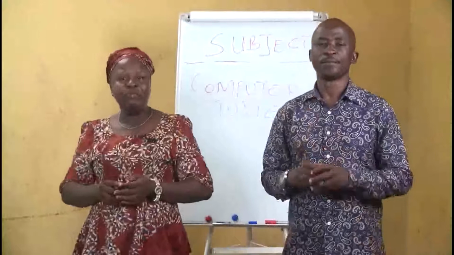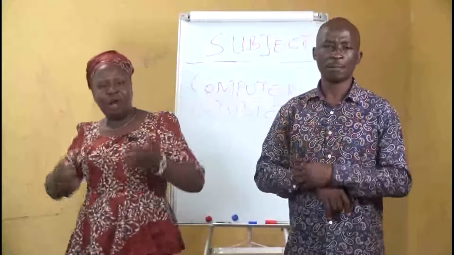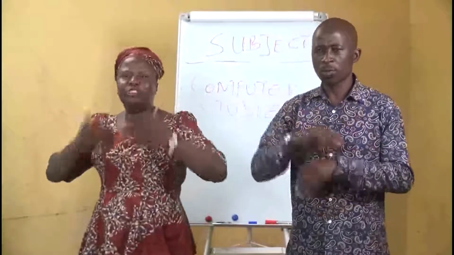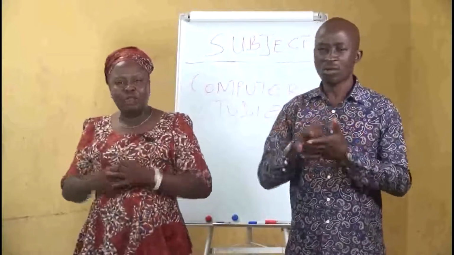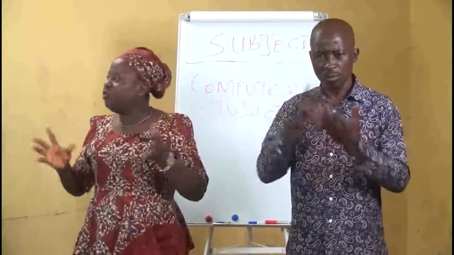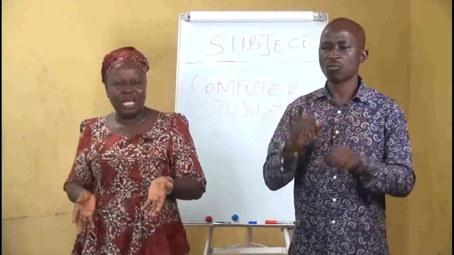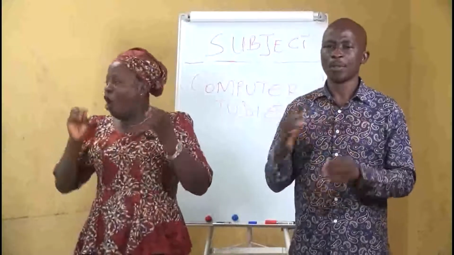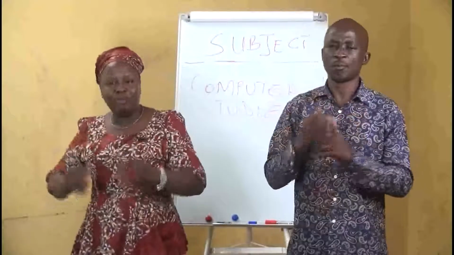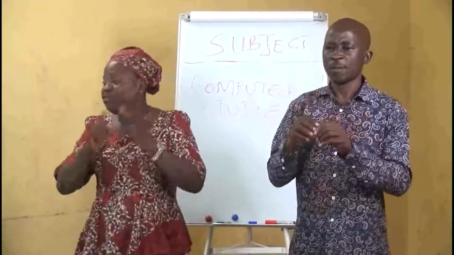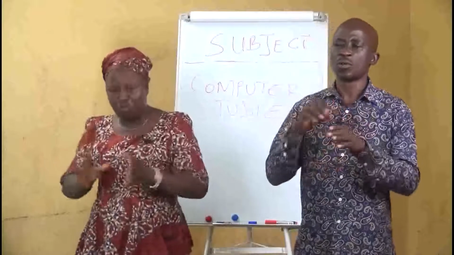Learners, I believe you've learned something. Before I come to the end of the class, I will try and summarize all that I've said so far. I told you that a program is the instruction given to the computer to perform a particular task. And the collection of all these programs and the procedures that follow, together with the documentation to perform different tasks in a computer, is what we call computer system software.